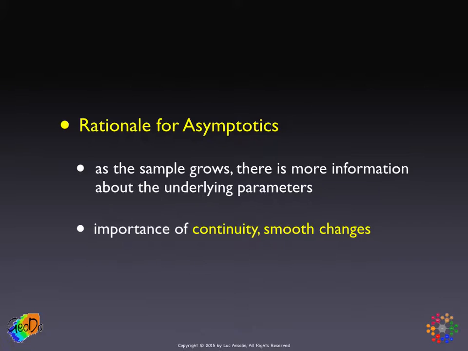variances, and so on. So to relax this and to allow some more complexity in the models, one needs to get the information from the size of the data set. So that's really the idea why we use asymptotics. We gain information about the underlying parameters in the model as the sample grows.